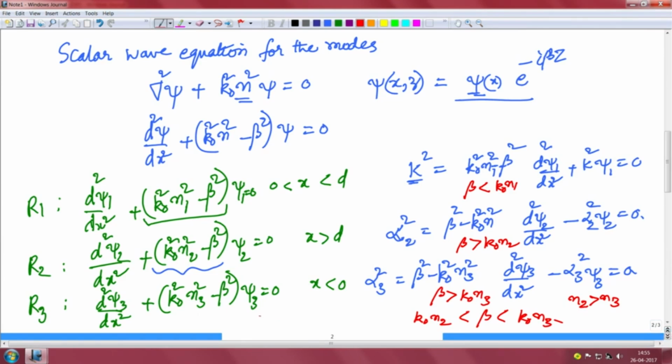We can also represent it by using the number line for beta as follows: k0 n3, k0 n2 and k0 n1. So, this region corresponds to the guided mode fields for beta. Of course, as we have seen for the symmetric slab waveguide, it can take only discrete values and even a single value, so that you have a single mode waveguide.